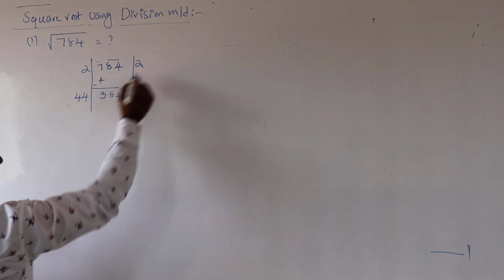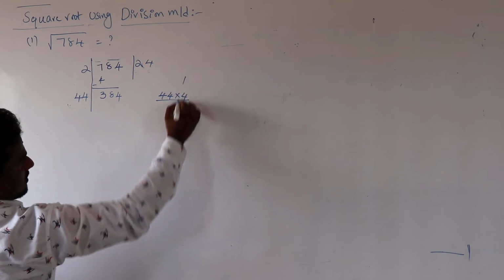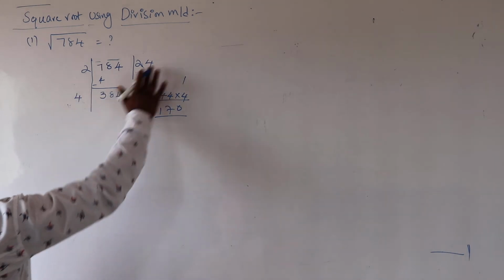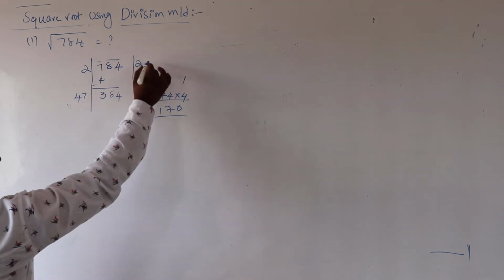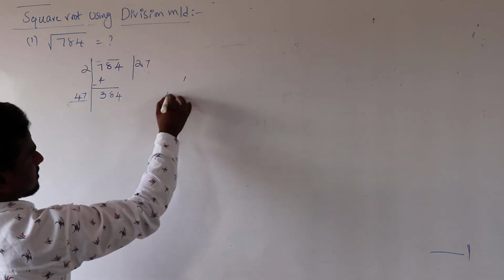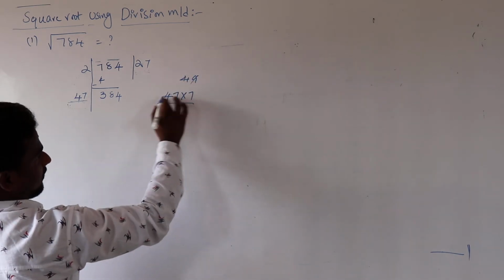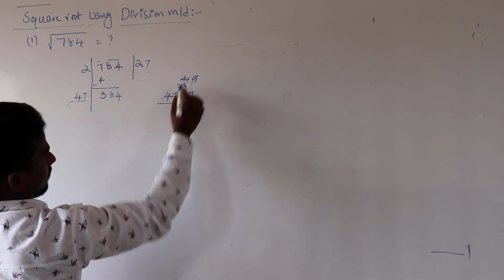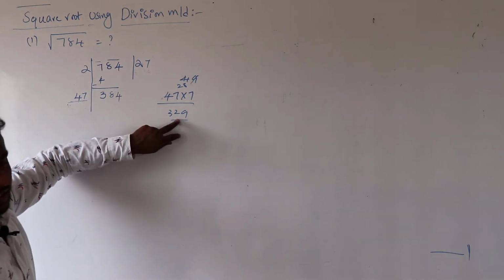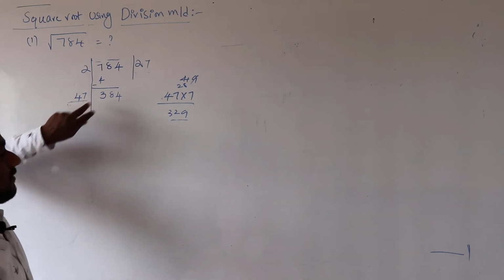If I take 4 here, it will become 44 into 4. 4 fours are 16, plus 1, 17, so 176. Again less, so 4 is also not possible. Next, 7: 47 multiplied by 7. 7 sevens are 49. 7 fours are 28 plus 4, 32. So 47 into 7 is 329. It is very near, but we cannot get exactly 384. So 7 is also not possible.